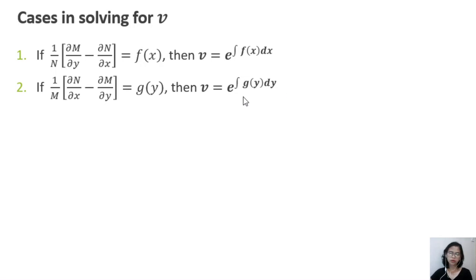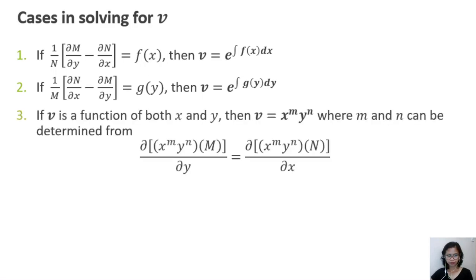But there are also times where your v is a function of x and y, and that would be case 3. If v is a function of both x and y, then your v would be equal to x raised to m, y raised to n. How to determine m and n?